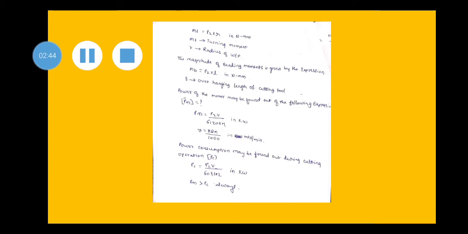The power of the motor may be found from the following expression: Pm is equal to Pz into V divided by 6120 into eta, where V is equal to pi D N divided by 1000 meters per minute. Power consumption during cutting operations may be found out as Pc is equal to Pz into V divided by 60 into 102 in kilowatt. Pm is always greater than Pc.